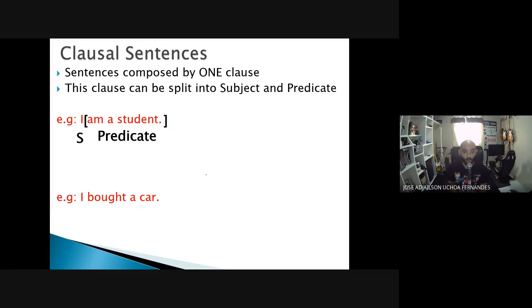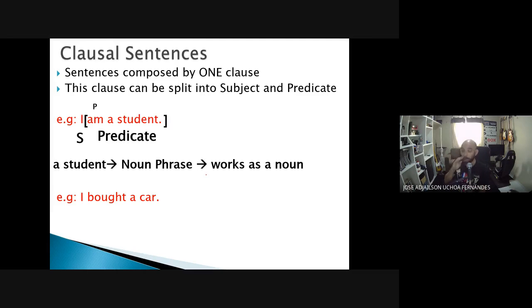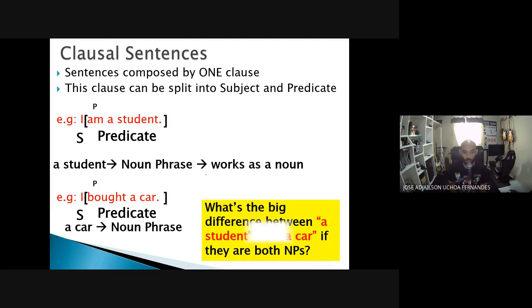So, just checking what we have just done. The predicator with the small p, okay? And a student is a noun phrase that works as a noun. Noun phrases will always work as nouns. Now, if you know that nouns in a clause will either be the subject or the object, noun phrases will either be the subject or the object, just like nouns. In I bought a car, we have the subject, the predicate, the predicator bought, and a car is a noun phrase because it works as the object.